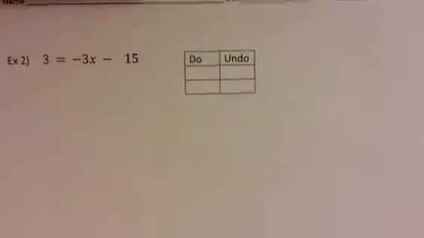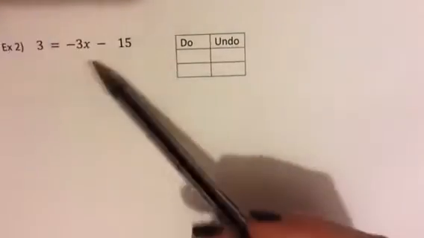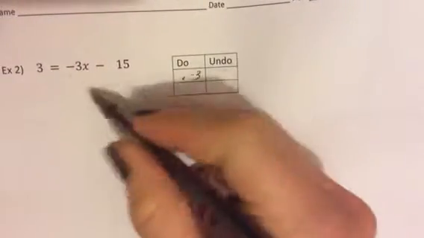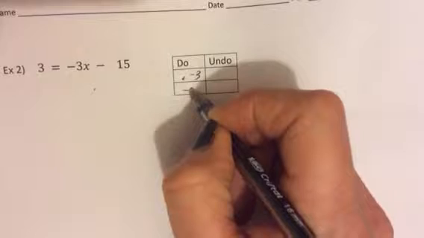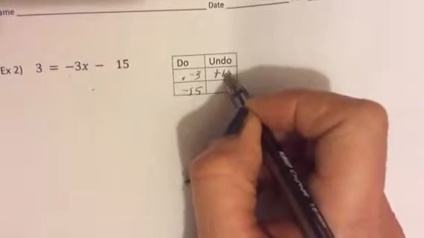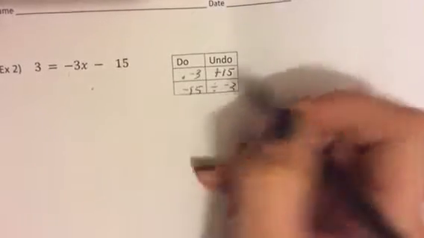Okay, so the next example, let's look at what we're doing to x. We're multiplying it by -3, and then we're subtracting 15, my bad. So we do order of operations backwards: we're going to add 15, and then we are going to divide by -3.